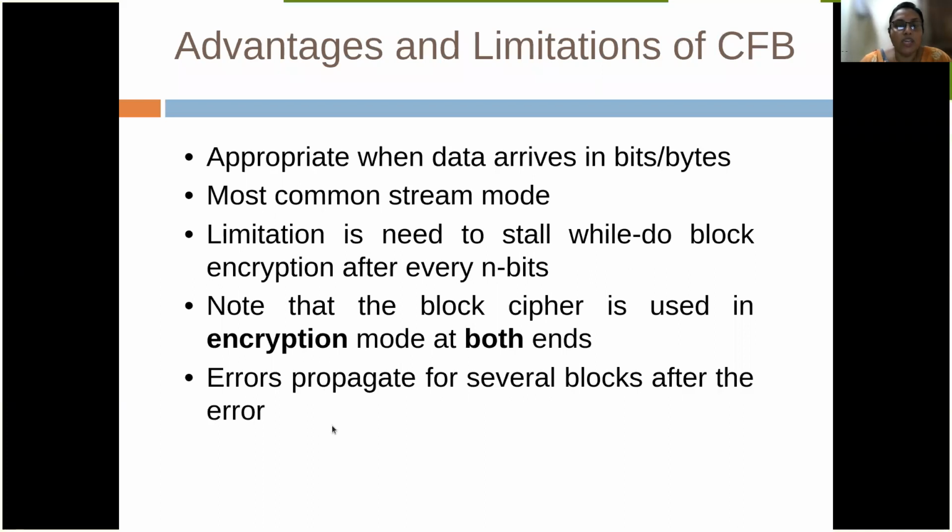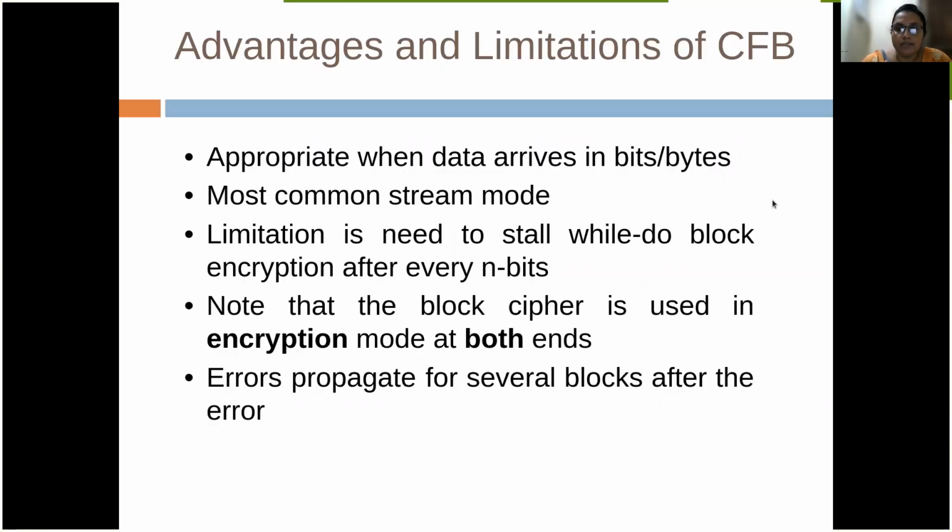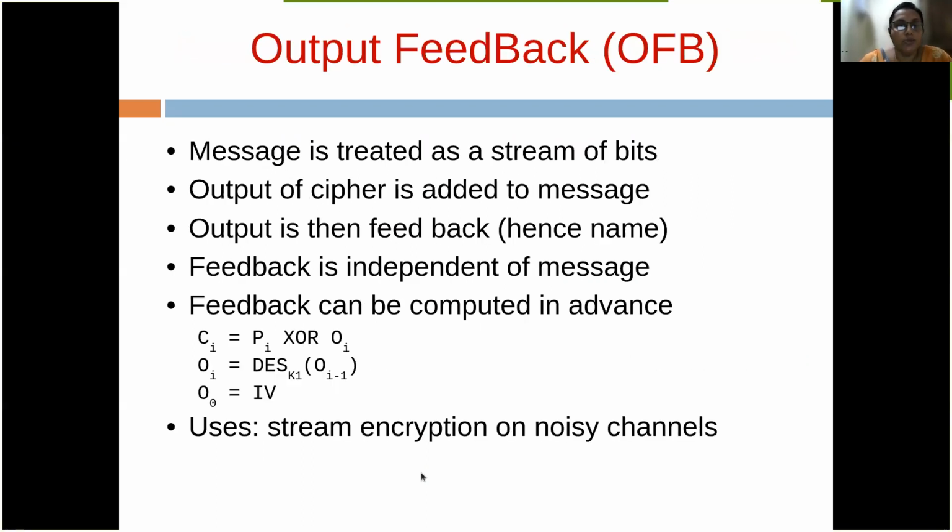We saw that. Now the problem over here is that this plain text XOR the S bits gives C1. So if there is an error in any one plain text, that error will be propagated throughout the message. That is the disadvantage, and to solve this problem, OFB is used.